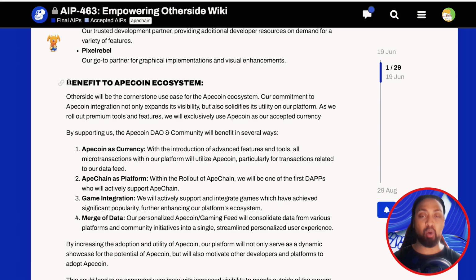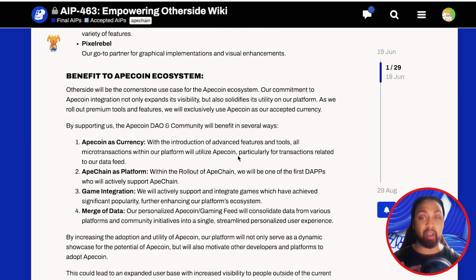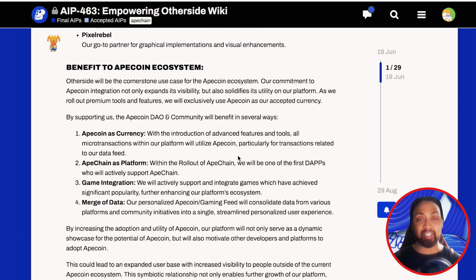Now, let's break down some of the reasons why AIP 463 was approved. The success of this proposal is largely due to three core factors. Number 1, strategic ApeCoin integration. The proposal made ApeCoin the exclusive currency for all premium transactions on the platform, and by doing so, the Otherside Wiki set up ApeCoin as a functional utility token, not just a governance token. This means Ape holders can use their tokens directly to access premium insights, data feeds, and other platform-specific features, which ultimately drives ApeCoin adoption and demand.